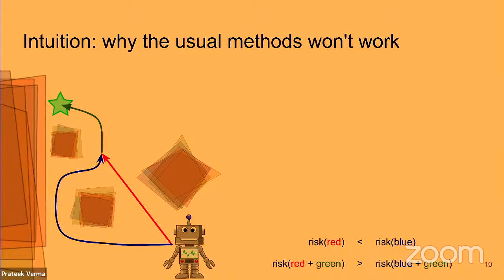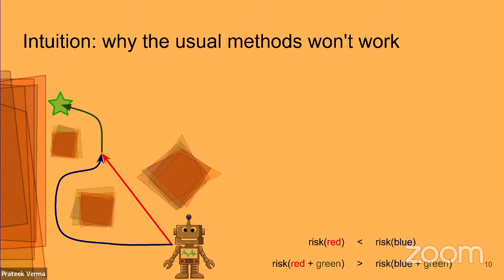And the main difference in the red path and the blue path is which obstacles they interact with. The blue path, if you look at it in isolation, is a little bit more risky. But the red path interacts with that obstacle on the right, as well as the other three obstacles. And in this case, if I sum up the individual risks, the red path and the green path would be a lower risk path than taking the blue path and the green path.